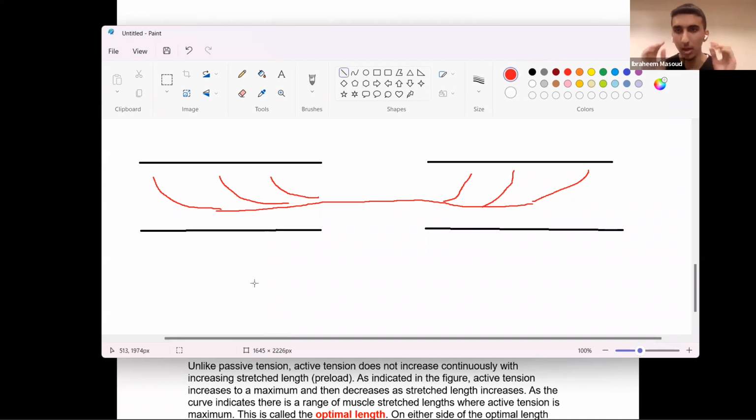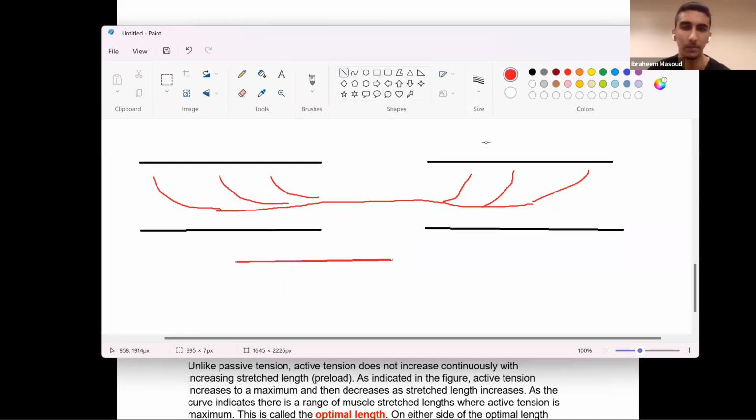Look at this. We said when we stretch the muscle, it becomes weaker, and when we compress the muscle, it also becomes weaker, or its active tension, in scientific terms, becomes less than the one in the optimal state. Why is this? Look at this. Now we will compress it, and I will show you what will happen when we compress it.